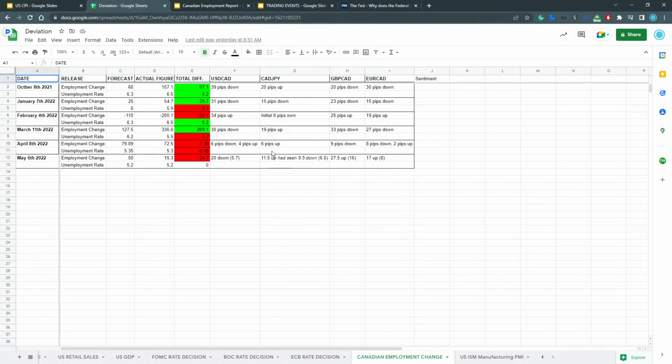CAD JPY, although against the dollar, we'd seen the non-farm payrolls release kind of outstripped its importance. Against other currencies, though, what we had seen was a bit more of a mixed reaction here. So CAD JPY had seen about 9.5 pips down, and then 11.5 pips up, and in total, it was up by about 6.5 pips.